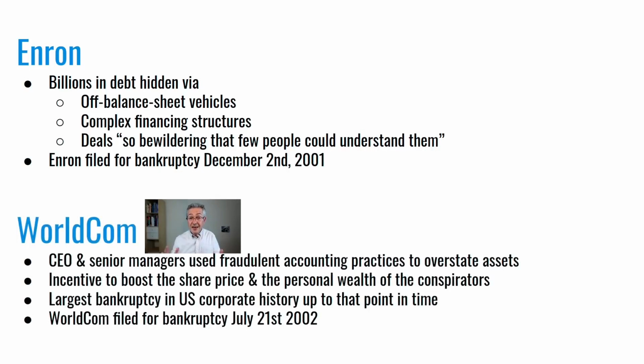And then in the middle of the next year, 2002, WorldCom, which was an even bigger company, also filed for bankruptcy. And the story was quite similar. The incentive structures for senior management meant that if the share price increased, it would massively increase their personal wealth. Again, it was a case of fraudulent accounting practices, which really shouldn't happen.